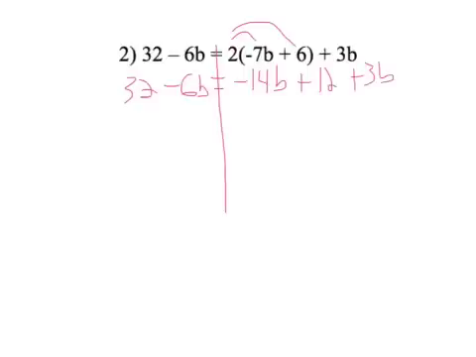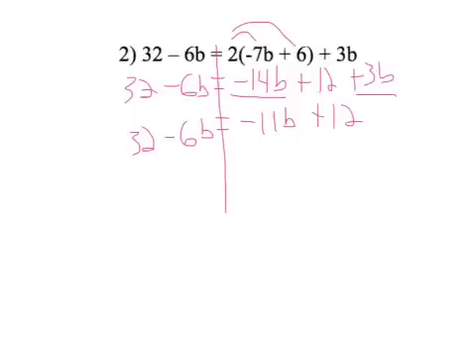So before we move anything, we have to look for like terms. Like terms have the same variable or a constant. So over here we only have two terms, 32 and 6b, so it stays the same. Over here we can combine the negative 14b and the 3b. You just combine them just how they are. Negative 14 plus 3 would be negative 11b. We didn't touch the 12, so bring it down.